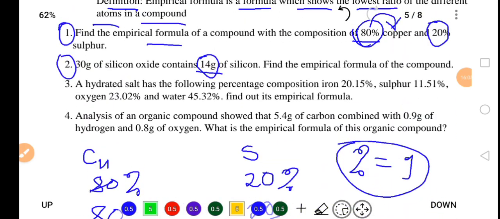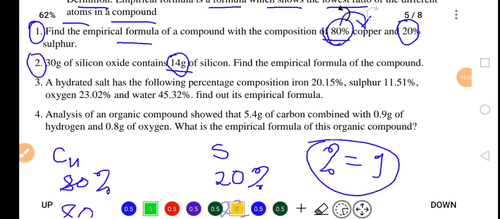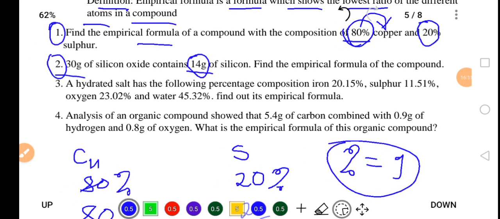Question 2. They are saying 30 grams of silicon oxide contains 14 grams of silicon. Find the empirical formula of the compound. This 30 is actually the total mass of silicon oxide, but the mass of silicon in this compound is 14 grams, meaning the remaining part of the mass will be for what? For oxygen. So that is very important.